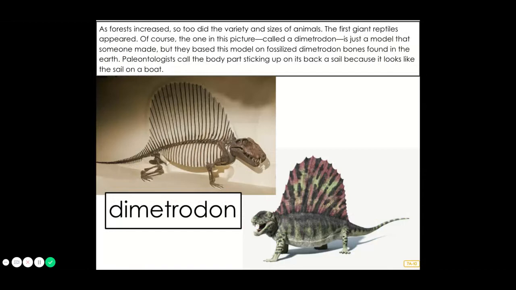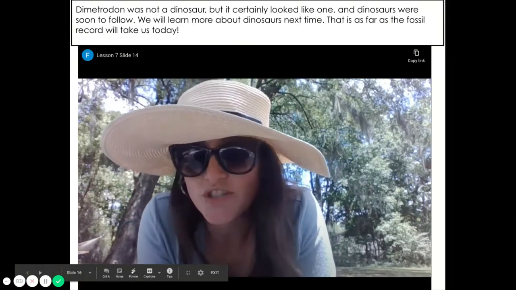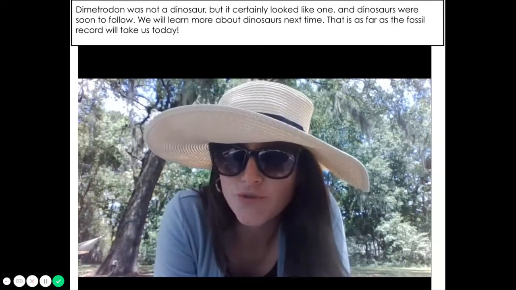The first giant reptiles appeared. Of course, the one in this picture, called a dimetrodon, is just a model that someone made, but they based this model on fossilized dimetrodon bones found in the earth. Paleontologists call the body part sticking up out of its back a sail because it looks like the sail on a boat. Dimetrodon was not a dinosaur, but it certainly looked like one, and dinosaurs were soon to follow.